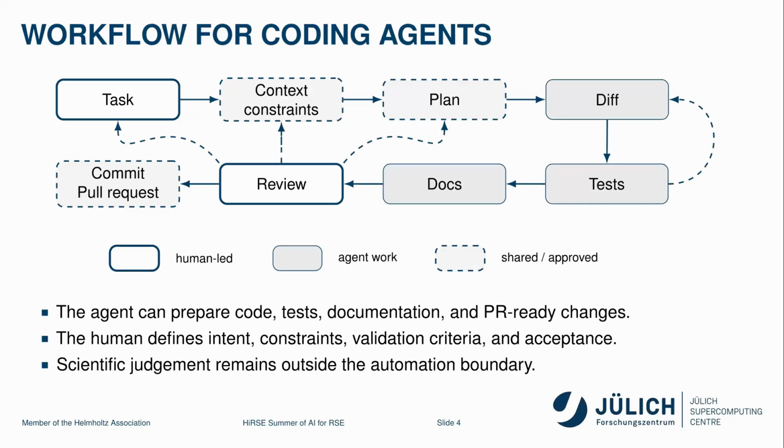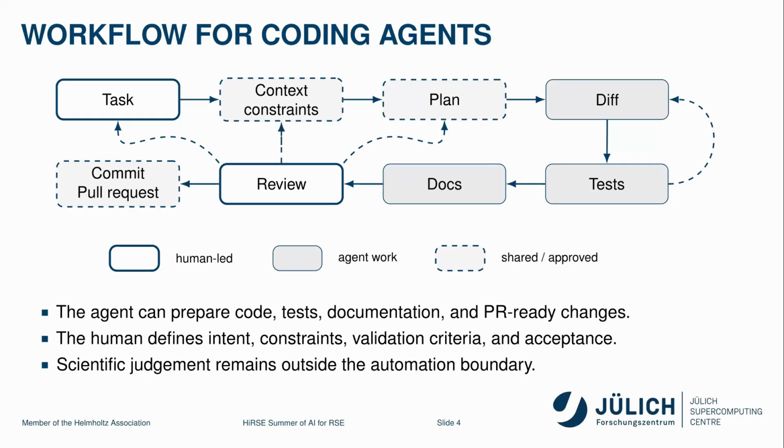This figure is showing the workflow for coding agents. We are starting from a task, then we provide the context. So for example, we provide the access to the code repository and documentation. Then we are making a plan on how to implement a specific feature. Then the agent will create the code changes, the diff. It will compile and test it by itself. It will update the code changes to fix any bugs. Then you can also ask the agent to make a documentation of the changes.